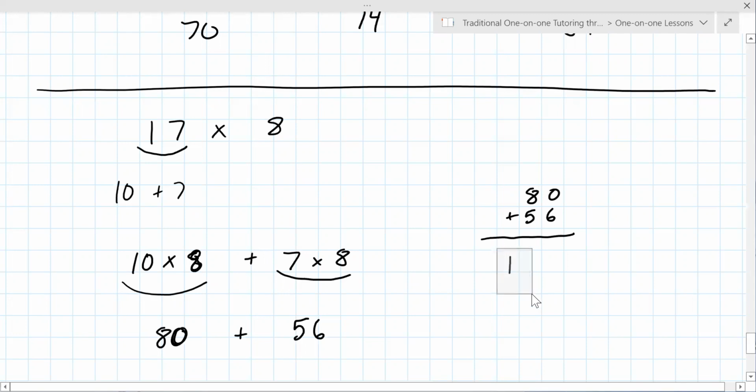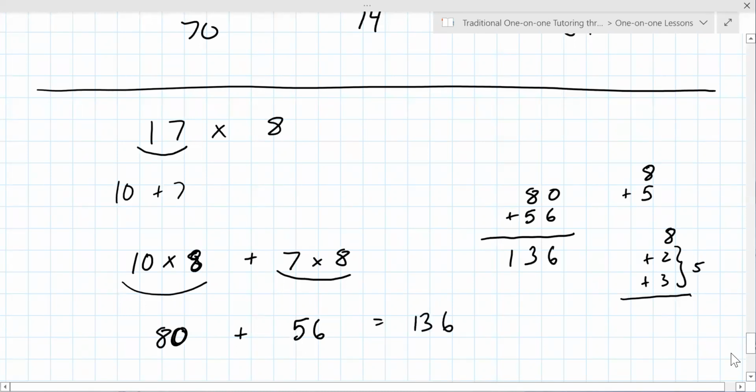Okay, well, let's go through this together because you're just adding vertically. What is 0 plus 6? 6. What is 8 plus 5? So 8 plus 5 is like, think of 5 as 2 and 3. So you're really adding 2 and then you're adding 3. What is 8 plus 2? 10. What is 10 plus 3? 13. Good. Excellent. So these add together and make 136.